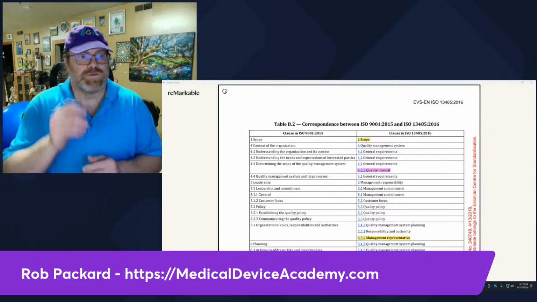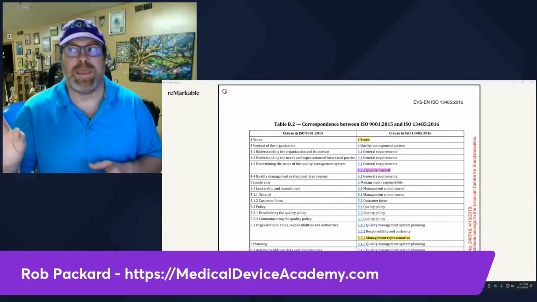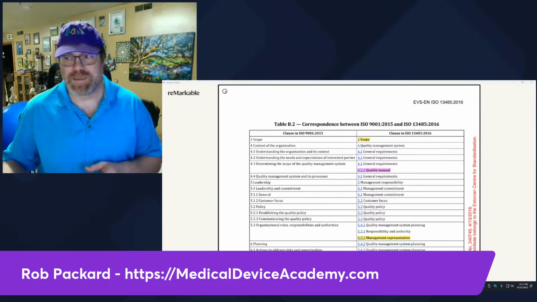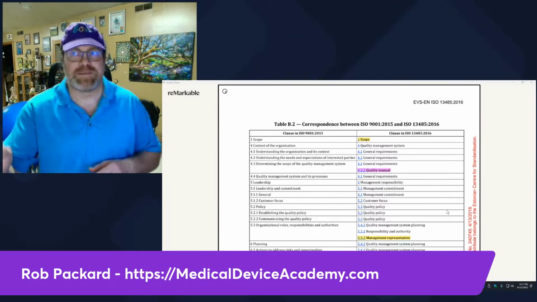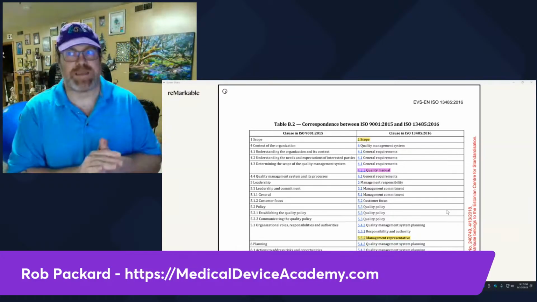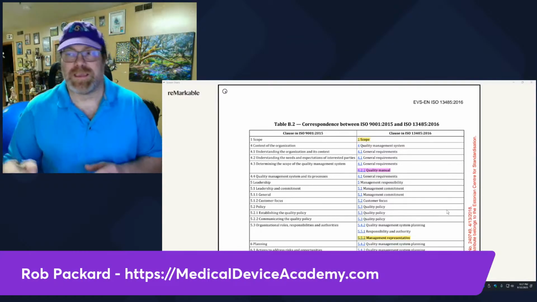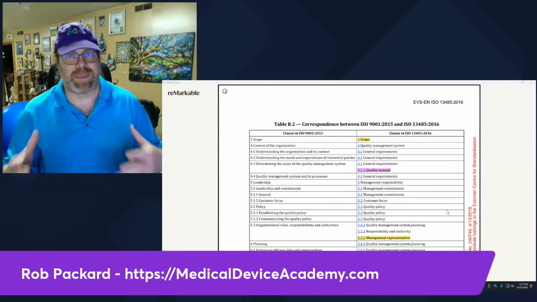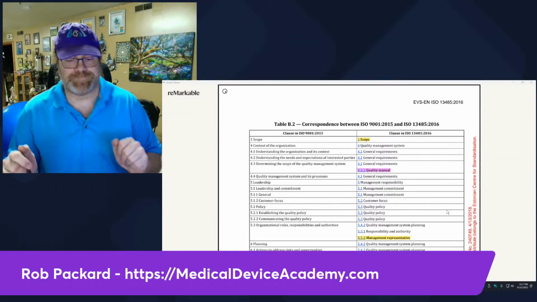Okay. So on the screen here, I have Table B.2 at the end of the ISO 13485 standard. At the end of this standard, it has this table. On the left-hand side are the 9001 clauses. On the right-hand side is 13485. I've highlighted this in yellow and pink. The yellow items are things where there's a gap. The pink items are not just a gap, but completely missing a requirement.